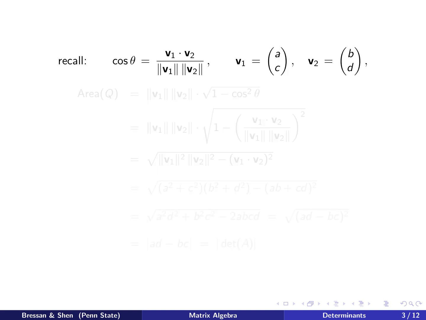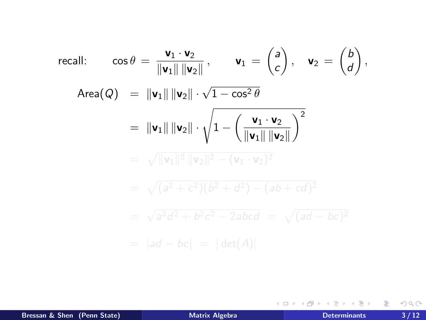Now we want to show that that area can also be expressed by the determinant of the A matrix. So let's do some derivation. We recall that the angle theta formed by two vectors can also be computed using the inner product. So it will be V1 dot V2 over the length of V1 times the length of V2. This is a formula we have already derived a while ago. Here V1 is the first column and V2 is the second column of the A matrix.